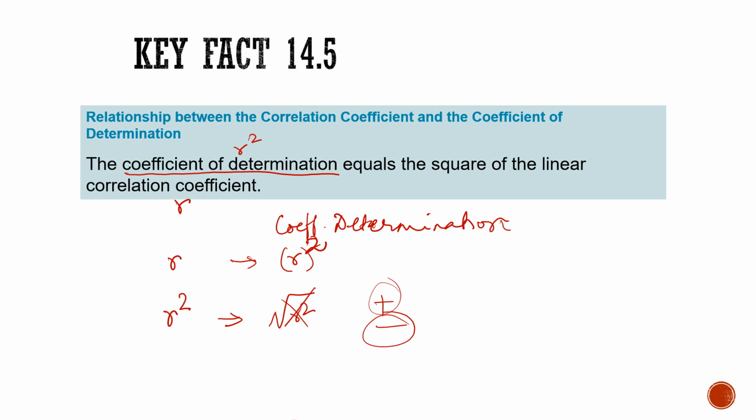So if you're given an r value, it's safe to square it and find the coefficient of determination without having to calculate it separately through the formula. But if you're given r squared, it's risky to just find its square root to get the r value, because you will not necessarily know what sign to apply, whether it's a negative correlation or a positive correlation.